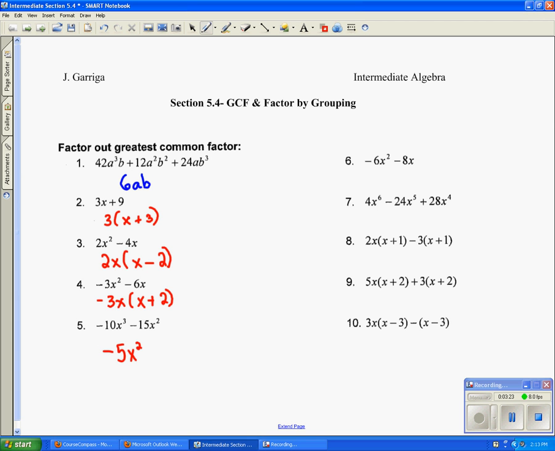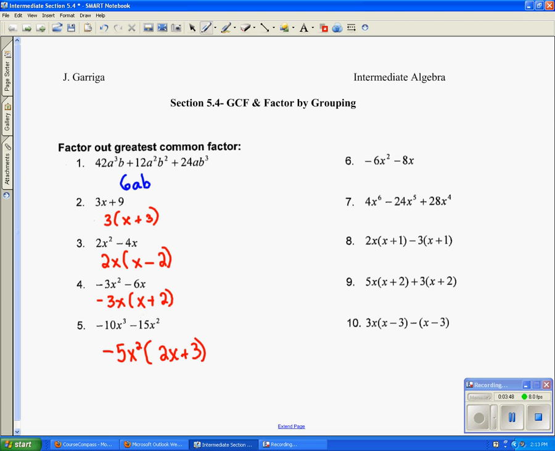Number 5, they both have a negative 5x squared. They both have a negative 5 and they both have at least 2 x's in them. So take my GCF out, divide this by negative 5x squared, and I'm going to get 2. If I take 2 x's out of this, I have 1 left over. Negative 15 divided by negative 5 is a positive 3, and the x squares cancel each other.